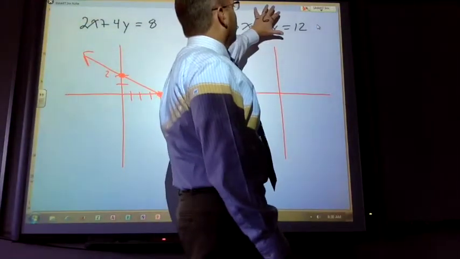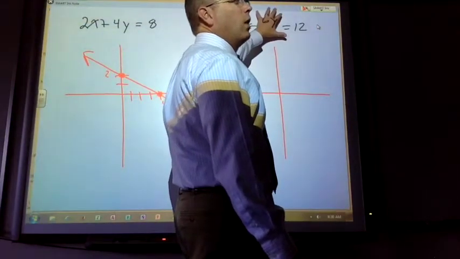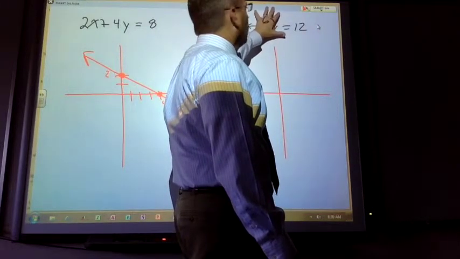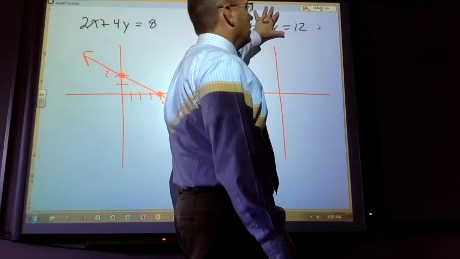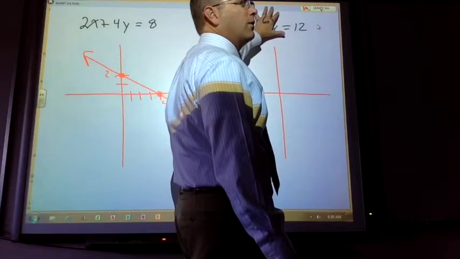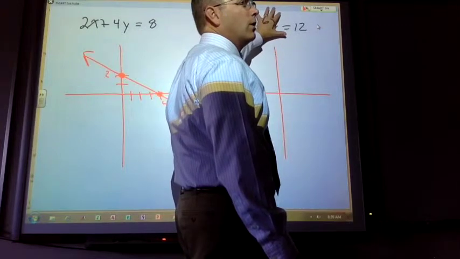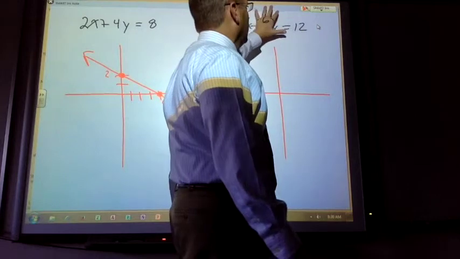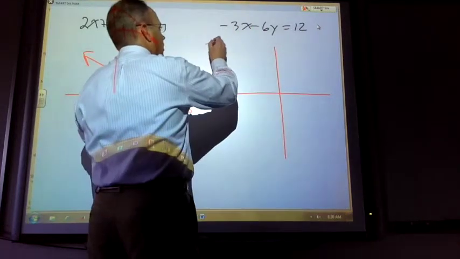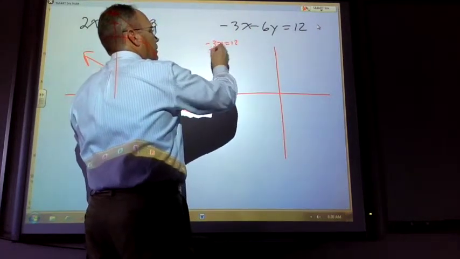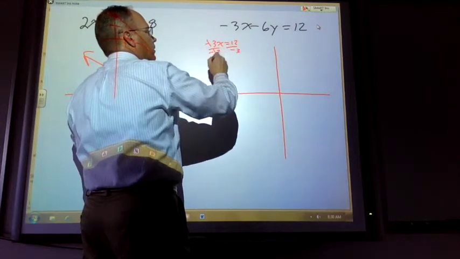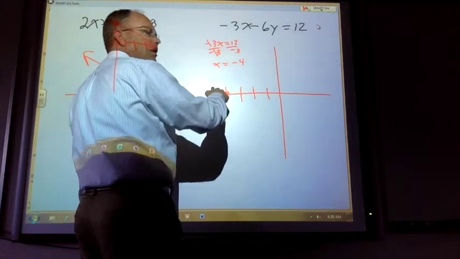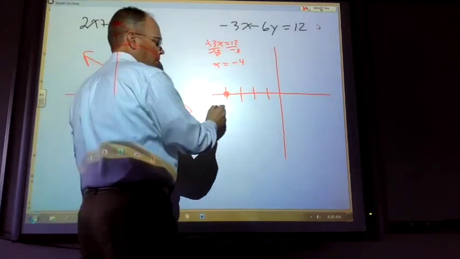All right. Negative 3x equals 12. So what is x equal to? Almost. Negative 3 times what number gives me positive 12? Almost. Negative 4. Negative 3 times negative 4. If I divide both sides by negative 3, you'd have to divide both sides by negative 3. So, Casey, what point is that right there?